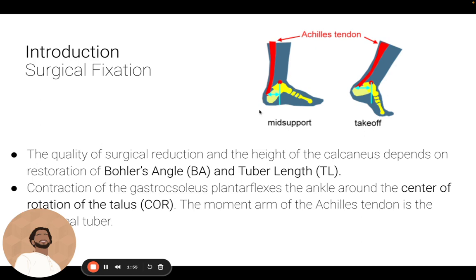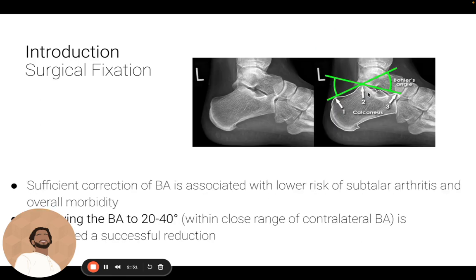The gastrocsoleus complex, which attaches to the Achilles tendon, and its force, which is transmitted to the calcaneus tuberosity, causes the ankle to plantar flex around the center of rotation of the talus, the COR, which we'll use as an abbreviation later on. The moment arm of this whole equation is the Achilles tendon on the calcaneal tuber, as I said. You can see that in this image here, where this is where the Achilles tendon attaches, and then the rotation is around this point where the calcaneus actually moves.